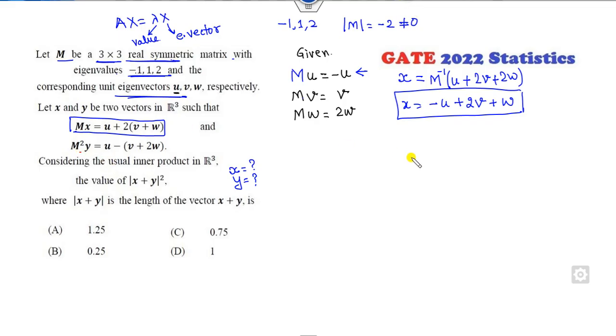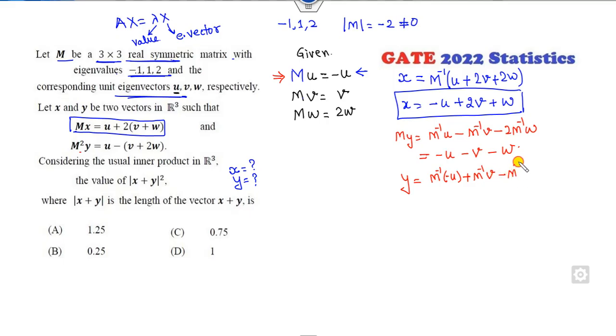Now you can find the value of y from here. I can first multiply by M inverse on both sides. So it's M inverse u, M inverse v, minus 2 M inverse w. What is the M inverse u from here? It's minus u. M inverse v is minus v. M inverse of 2w will be minus w. Then again we can find the value of M inverse of minus u, M inverse of v, M inverse of w. So sorry, it's a negative. This is negative. So what is the value of M inverse of minus u?